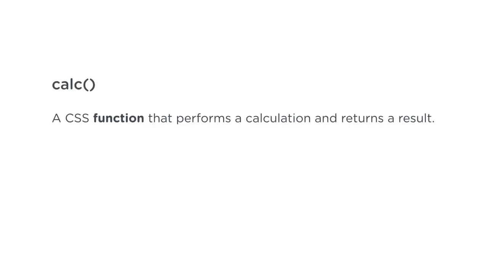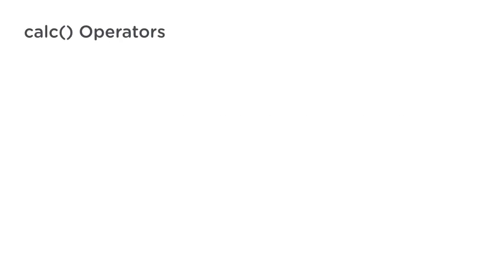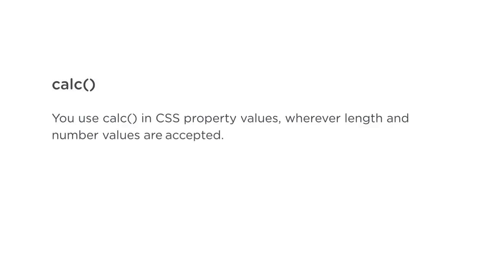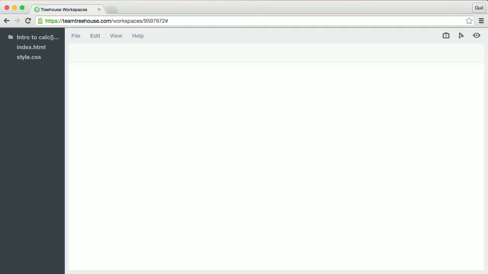Calc is a CSS function that performs a calculation and returns a result. With calc, you use operators like the plus sign, minus sign, asterisk, and forward slash to write mathematical expressions that add, subtract, multiply, and divide values. You use the calc function in property values wherever CSS length and number values are accepted. There are many ways you can use calc in your projects. So let's start with something really simple to demonstrate how the calc function works. And later on in the workshop, I'll show you a few handy use cases for calc.